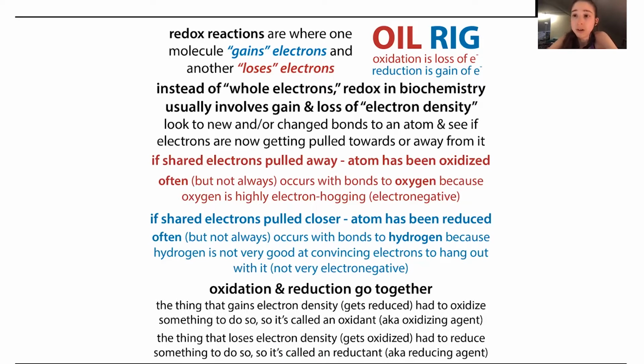Conversely, if you form a bond to hydrogen, which is not very electronegative, it's easier to take the hydrogen's electrons. They're still shared in this bond, but they'll hang out with you more than with the hydrogen. And so you'll be gaining electron density, and we call this being reduced.